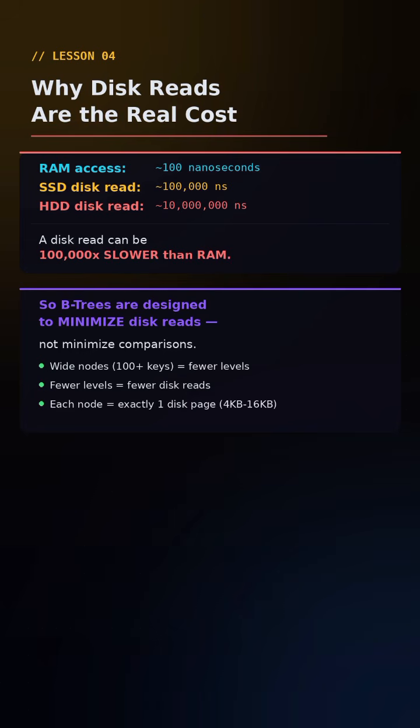So B-trees aren't designed to minimize comparisons. They're designed to minimize disk reads. Wide nodes mean fewer levels, which means fewer disk reads, and each node maps to exactly one physical disk page.